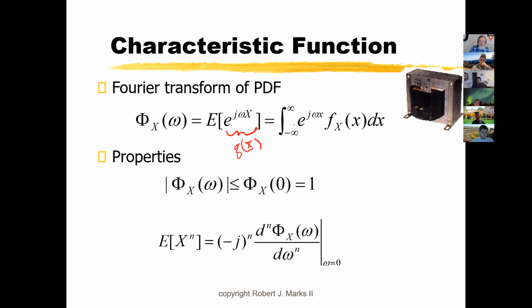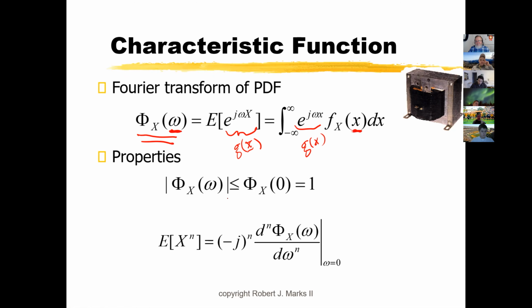And this is your g of x, if you will. So that's the expected value for a specific value of g of x. And you'll notice that the form of this is a Fourier transform. And yes, we take Fourier transforms of probability density functions. There's a number of properties, one of which is that the value of the characteristic function now is a function of omega, whereas before we're dealing with a probability density function of x.